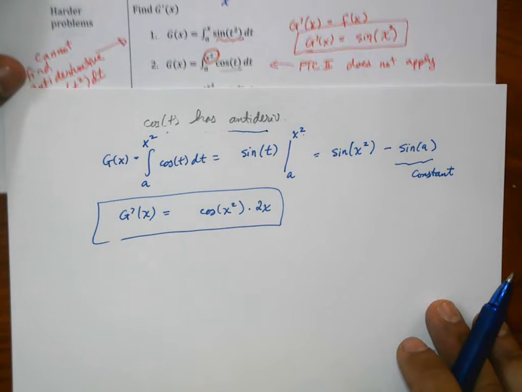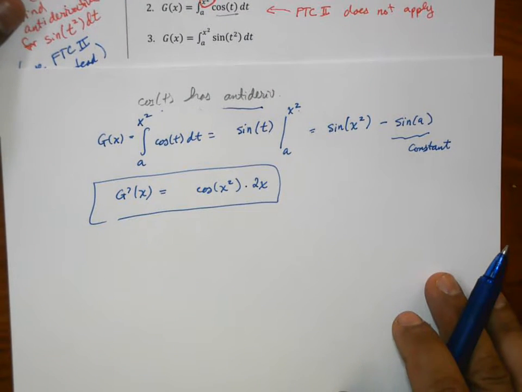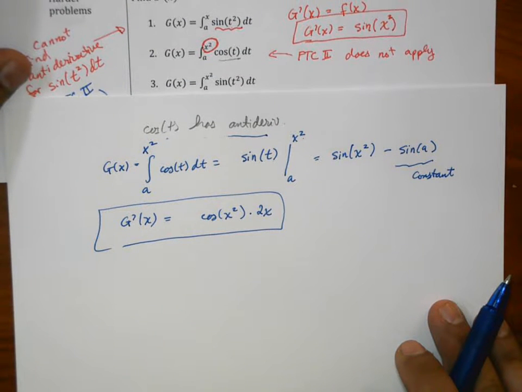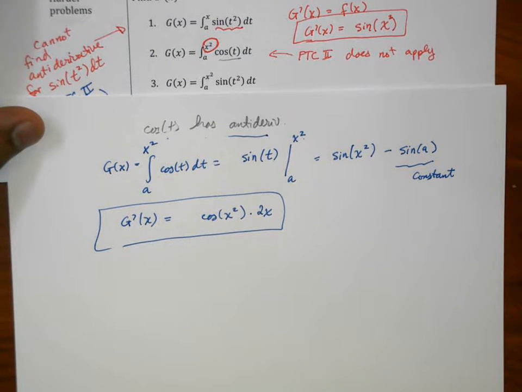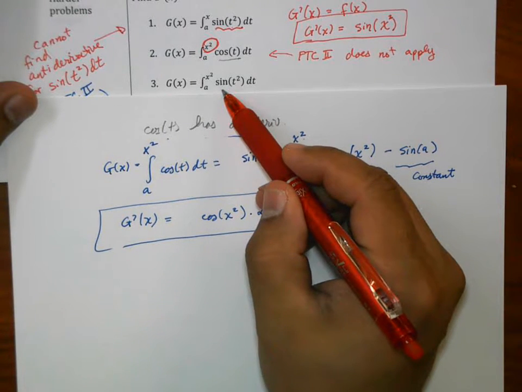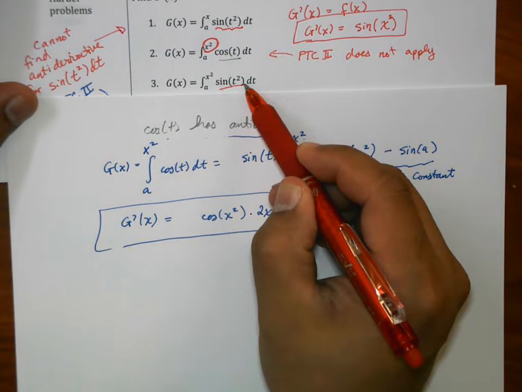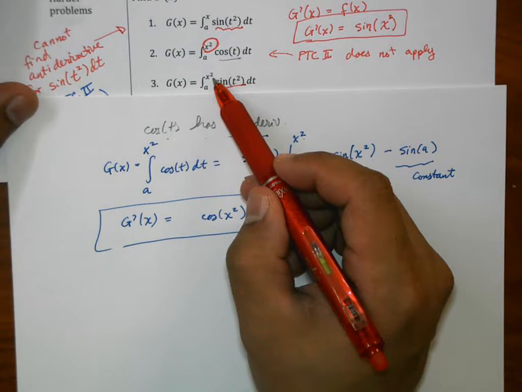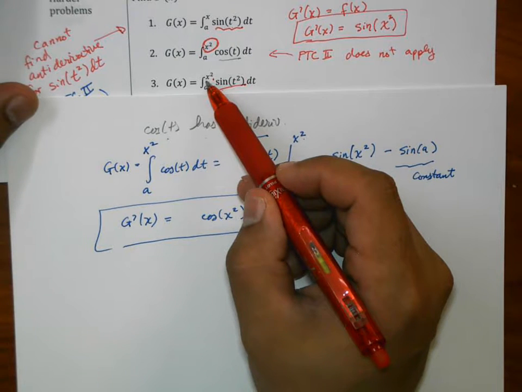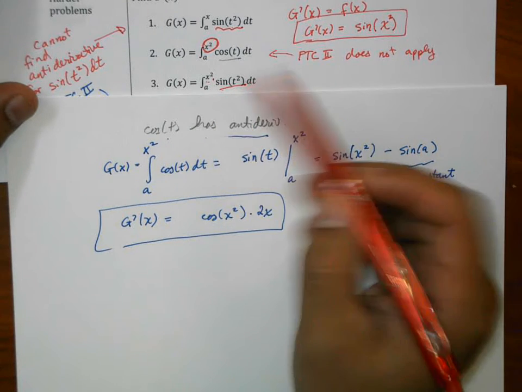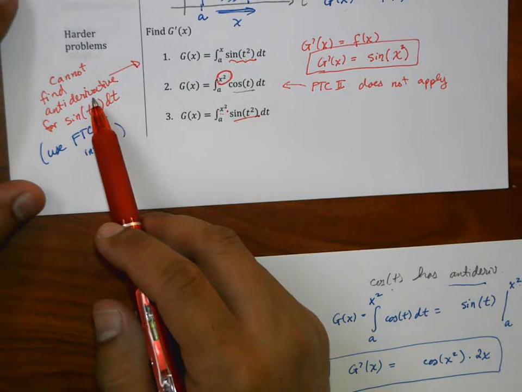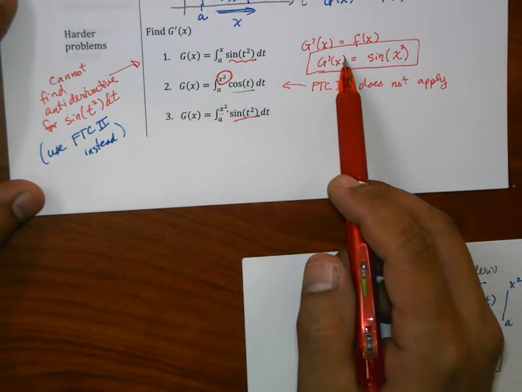Now let's throw a monkey wrench into this process, and let's look at the third example. So the third example combines the results of the first two, or the difficult parts of the first two, namely that we have a function here that does not have an antiderivative, or at least not a simple one, and we have something up here where the FTC2 does not apply. So first problem, couldn't find the antiderivative, but we could use the FTC.